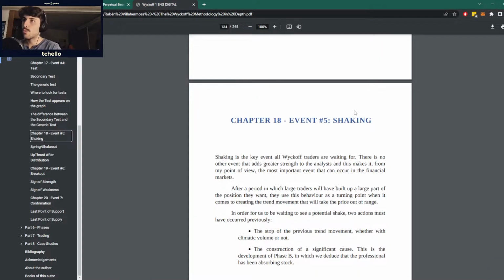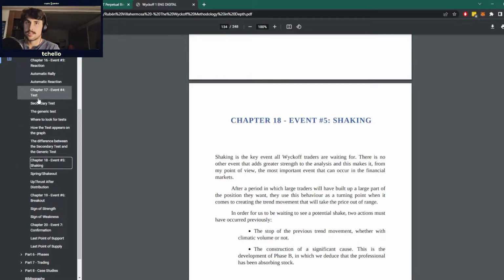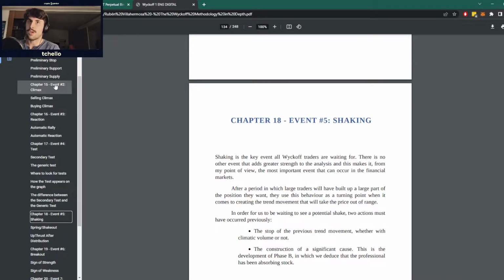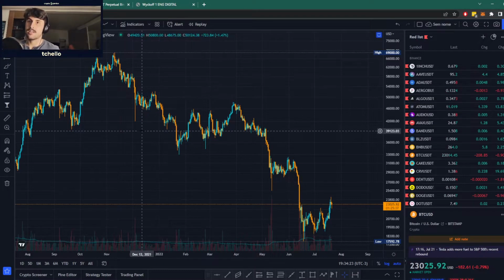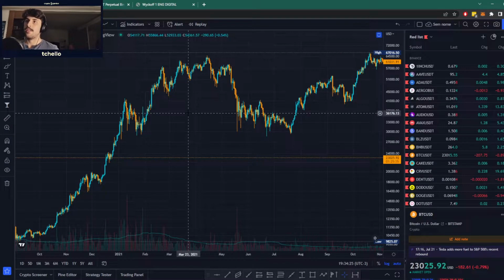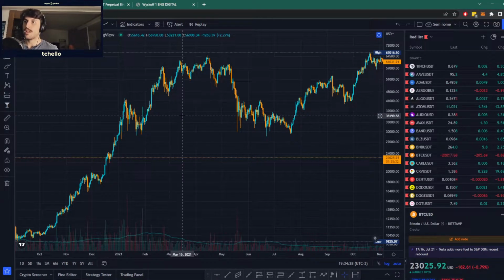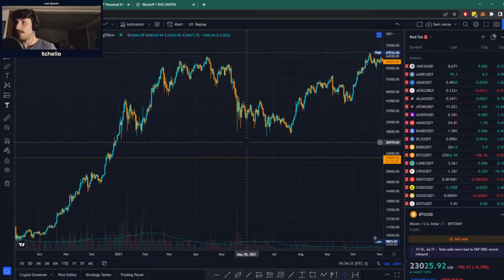Alright, so what we're gonna talk about today is the shaking event. Before the last class we talked about the test, before that we talked about reactions, then before that climax and preliminary stop. But today's class is about shaking. And as Ruben describes here, shaking is the key event that basically all Wyckoff observers are waiting for. There's no other event in the entirety of the Wyckoff theory that gives more conviction and strength to the coming trend than the spring.